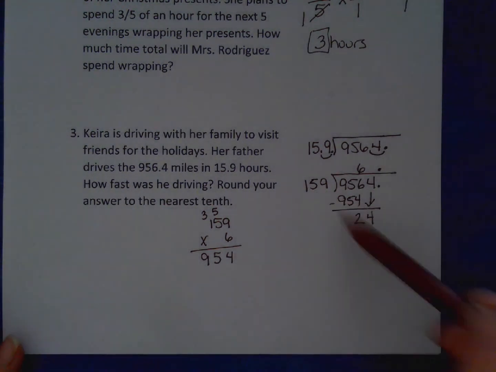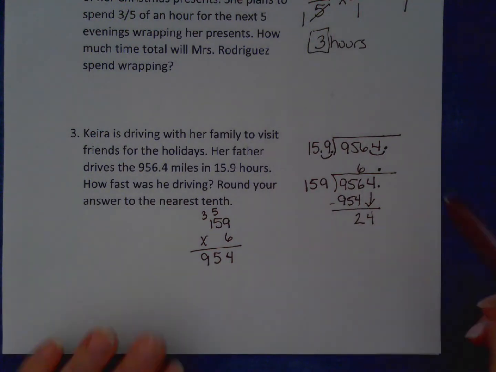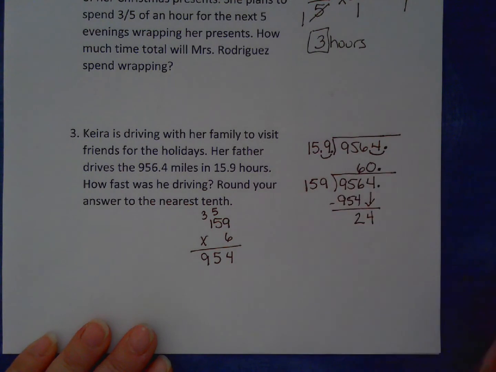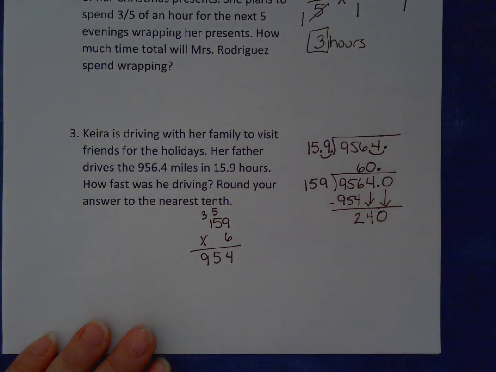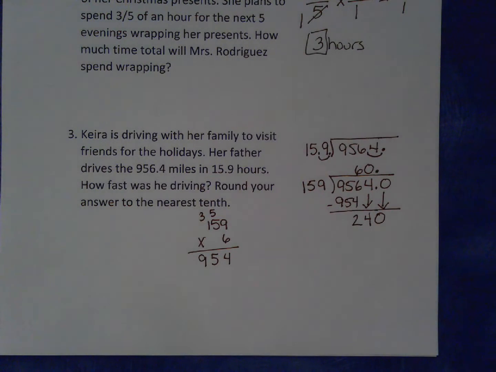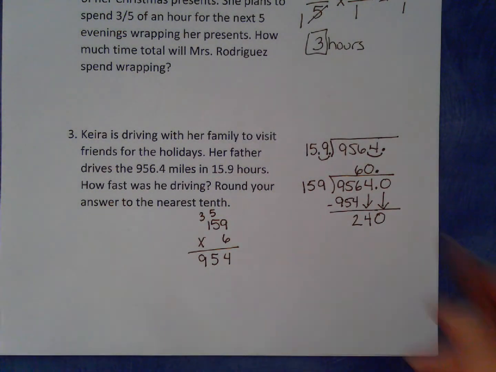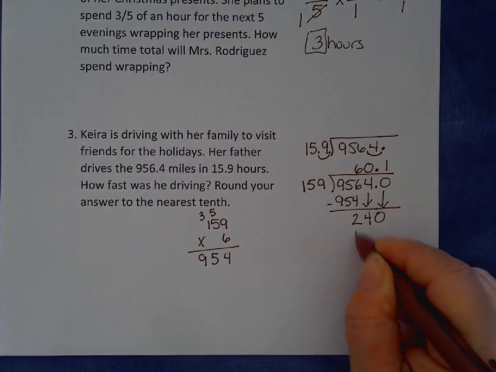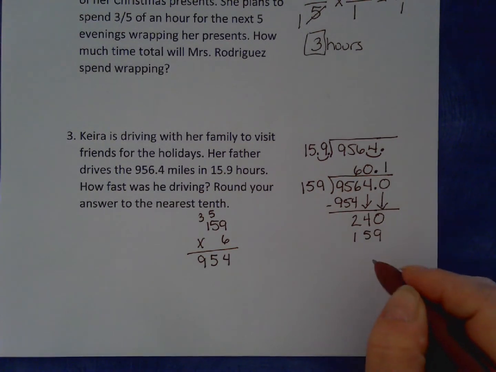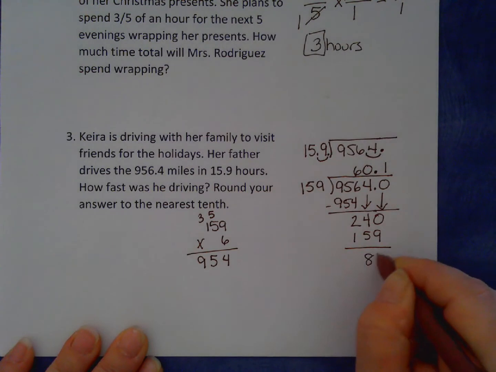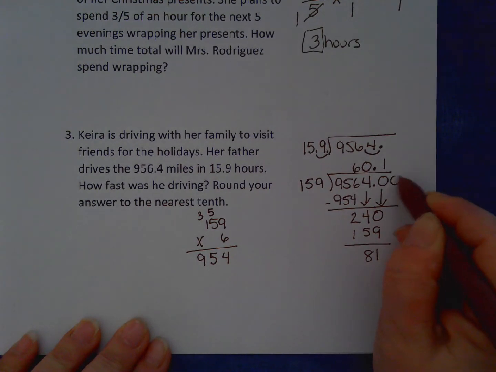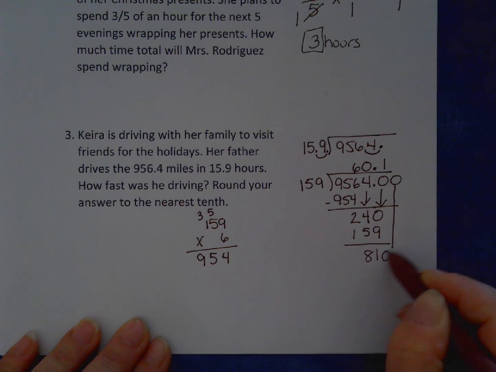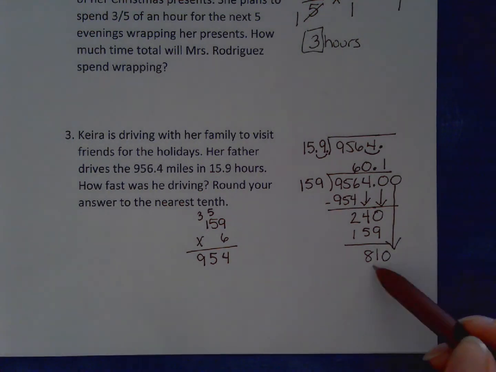And I cannot divide 159 into 240, can I? So I'm going to put a 0. And then I'm going to add a 0 and bring it down. Okay, now I can divide 159 into 240. And when I do that, it's 1. And then I have to remember that this is subtraction, so that's going to leave me with 81. Okay, well, now I've got to bring down another 0 because I'm still not done. I have stuff here, right? Okay, so now I have 810.